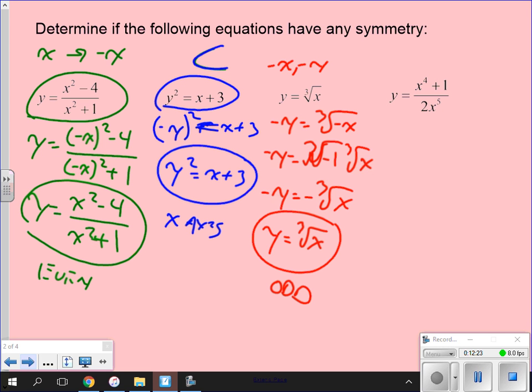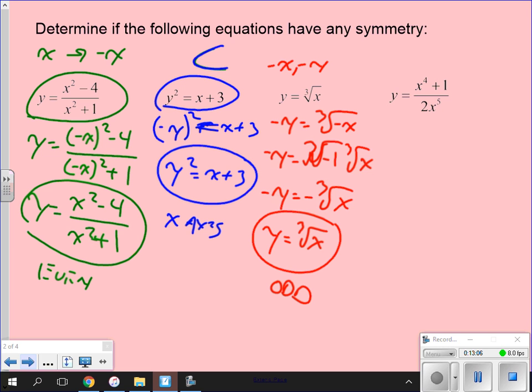Okay, the next one. This is a difficult one. If I replace x with negative x, and I only replace x and don't do y, do I get the same thing back again? Well, if I take x to the fourth and put negative x in there, take it to the fourth power, I still get x to the fourth, right? But if I take negative x and put it in my denominator, if I take negative x to the fifth power, it does not make it positive x, right?